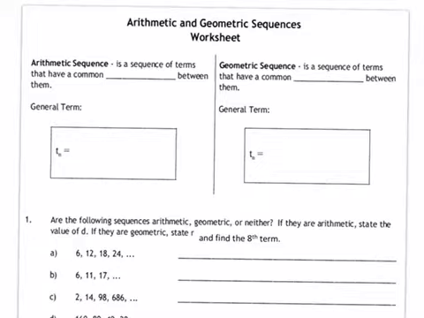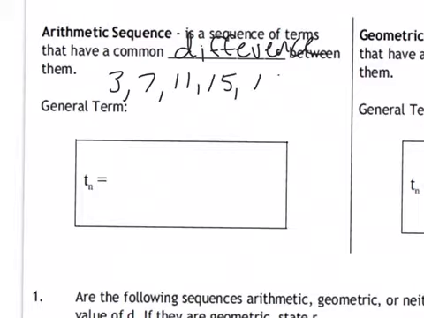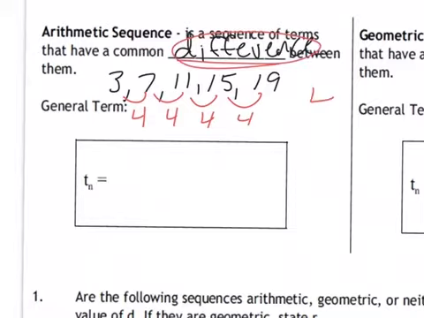So let's start with the two different types of sequences we have. We have arithmetic sequences and we have geometric sequences. We're going to start with the arithmetic sequence. An arithmetic sequence is a sequence of terms that have a common difference between them. One simple example goes something like this: 3, 7, 11, 15, 19. You'll notice in each one of these, this is going up by 4, going up by 4, going up by 4, going up by 4. So it has a common difference of 4.